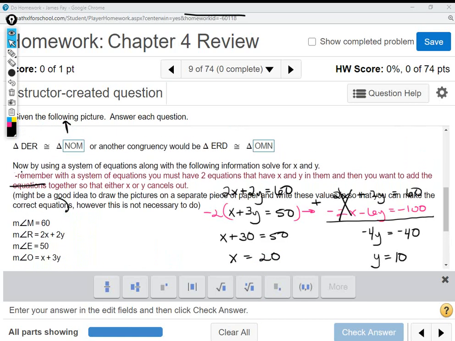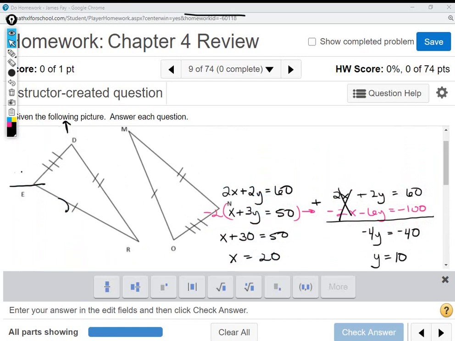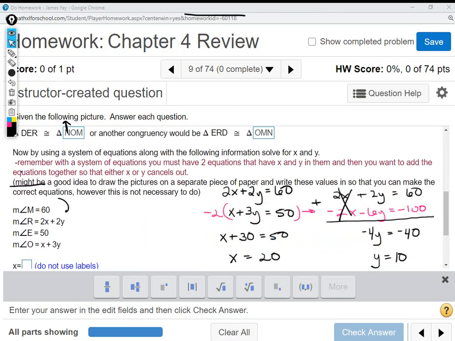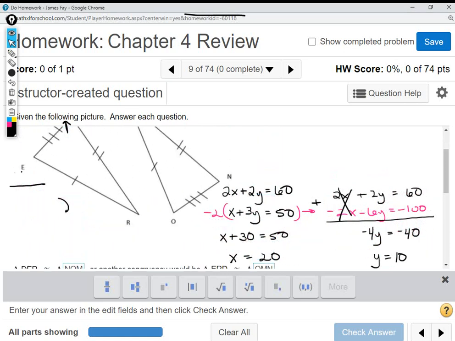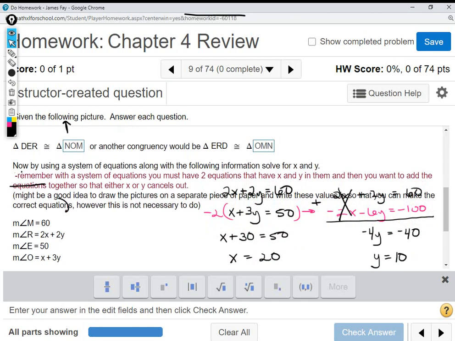In order to do that, I'm going to go back up to my picture. If I want the measure of angle D, I don't have D as an expression here, right? But do I have E and R? If E is 50, and R is 2x plus 2y, so 2x would be 40, right? 2y would be another 20. So those two added together would give me 60, correct? Does that make sense to everybody?